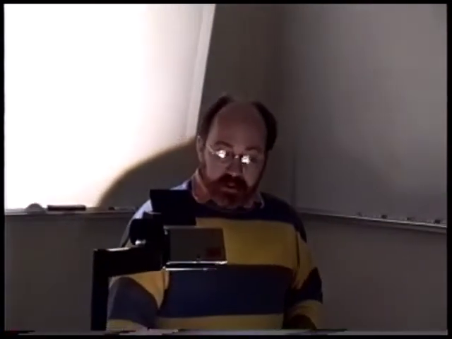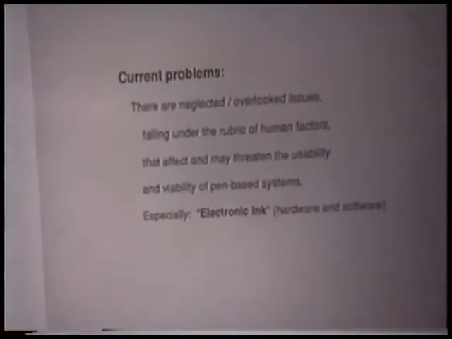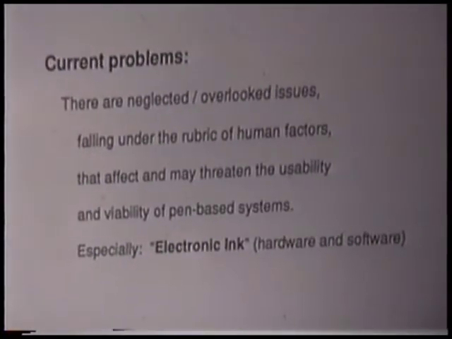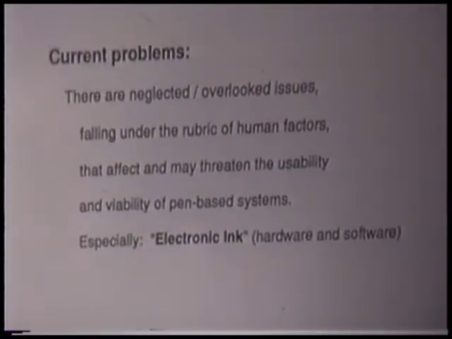Okay. This is the slide for the material I'm going to skip in this recording, which had to do with electronic ink. As I said, that was covered in a separate tape we did last August.